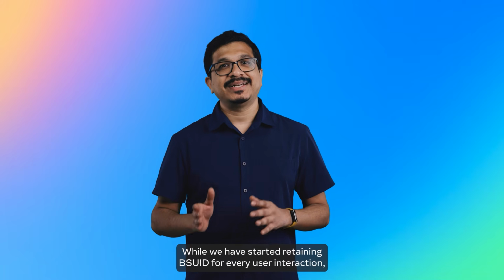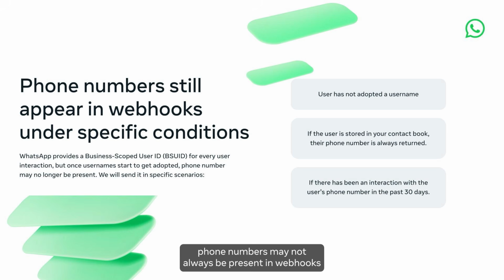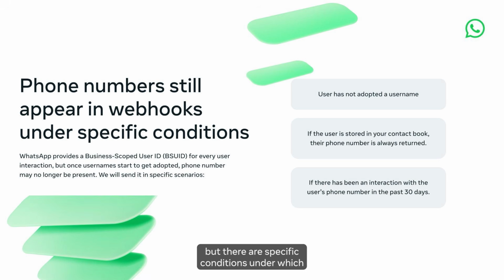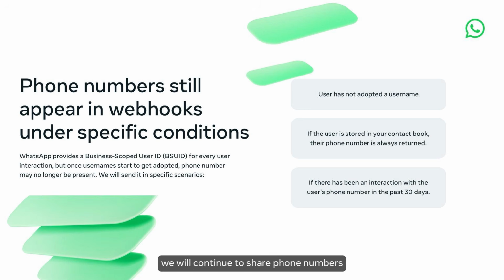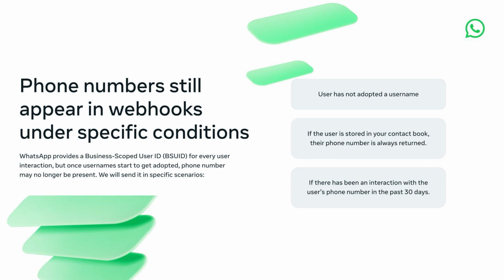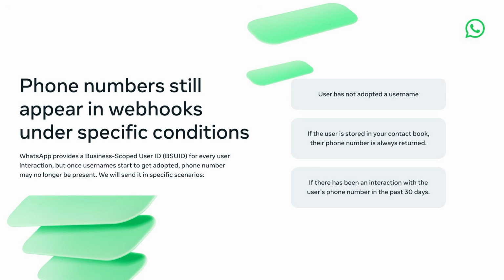While we have started returning BSUID for every user interaction, phone numbers may not always be present in webhooks once users start adopting usernames. But there are specific conditions under which we will continue to share phone numbers. If the user has not adopted a username, it's business as usual. Phone number continues to be shared alongside BSUID.